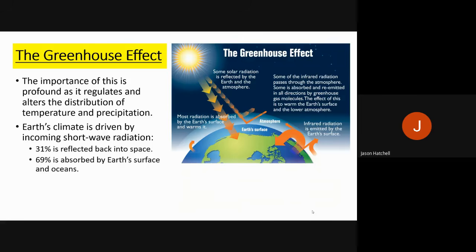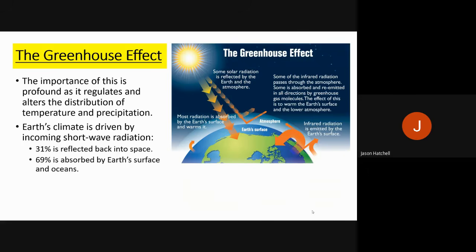We also have to consider, when looking at planetary health for EQ1, the greenhouse effect and how the natural greenhouse effect actually takes place and the balance between carbon because of this natural greenhouse effect. So the greenhouse effect is really, really important in regulating the Earth's temperature and precipitation amounts. Earth's climate is driven by what's called shortwave radiation. So 30% of radiation is reflected back into space, and nearly 70% is absorbed by the Earth's surface and oceans.